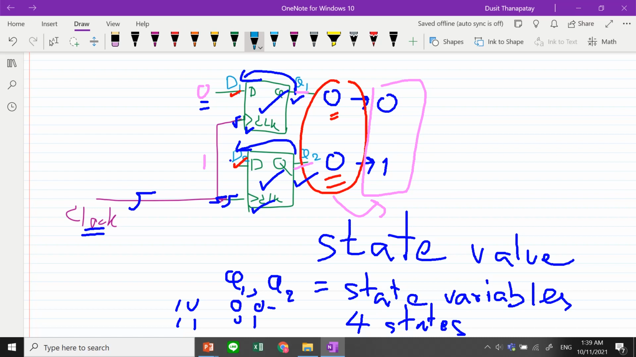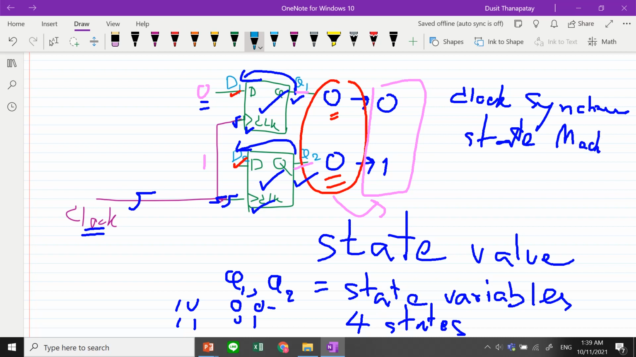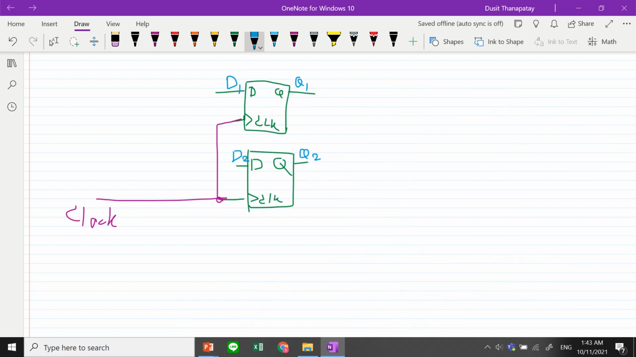So this kind of circuit is called clock synchronous state machine. Machine in this case means the circuit, okay, that will change with some mechanism, and this circuit has state, and the state will change synchronously with the clock. Okay, so it's called clock synchronous state machine.